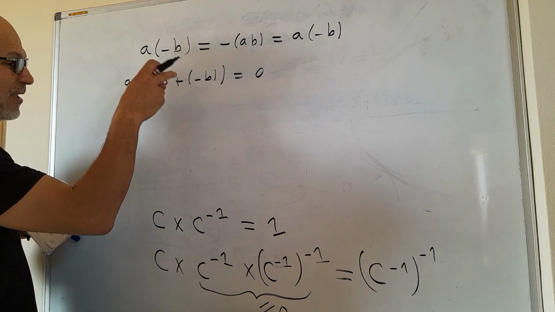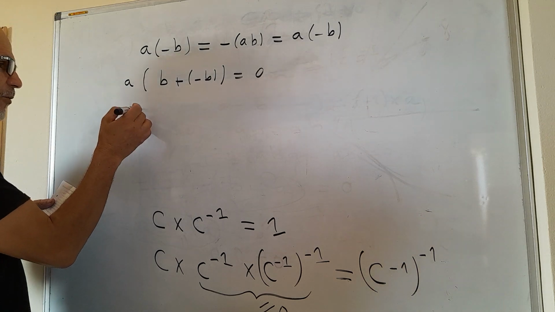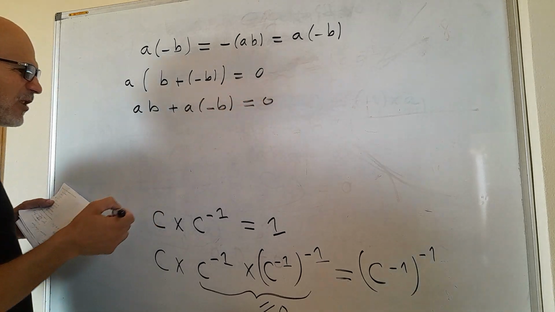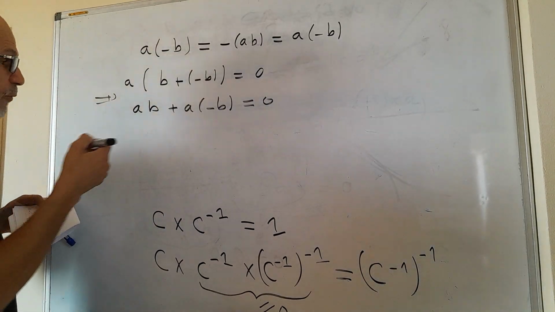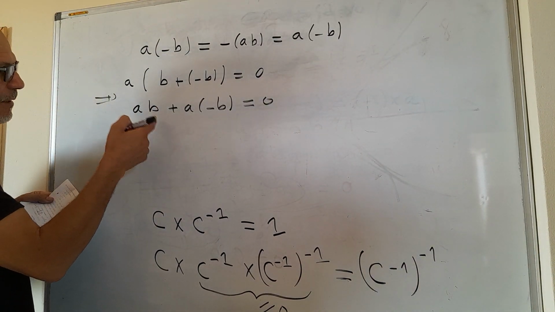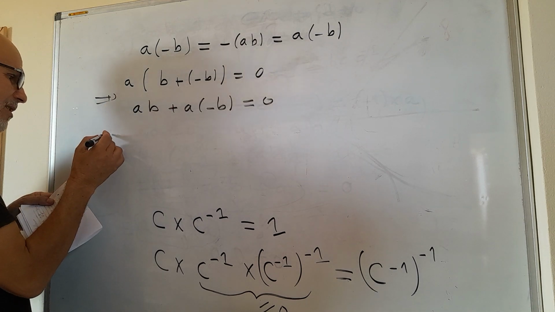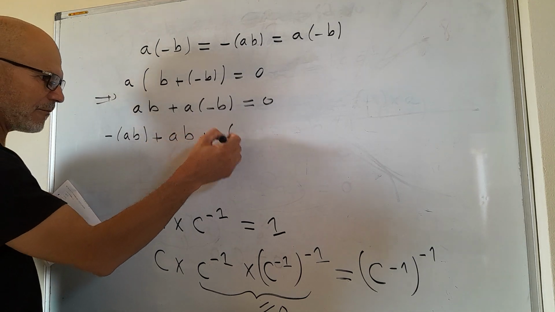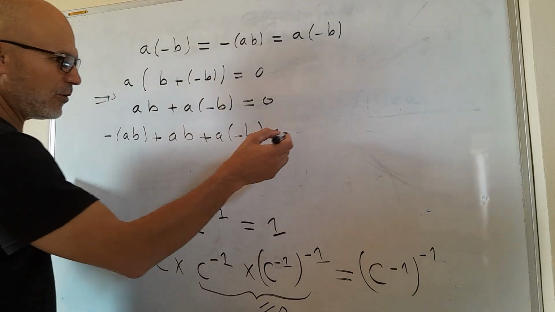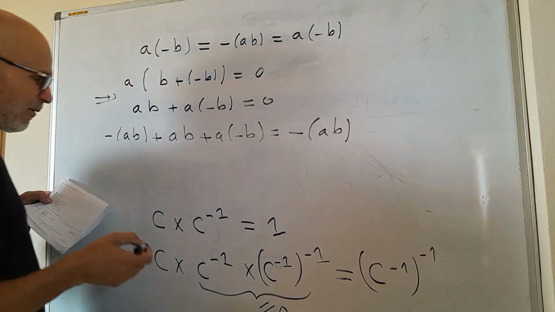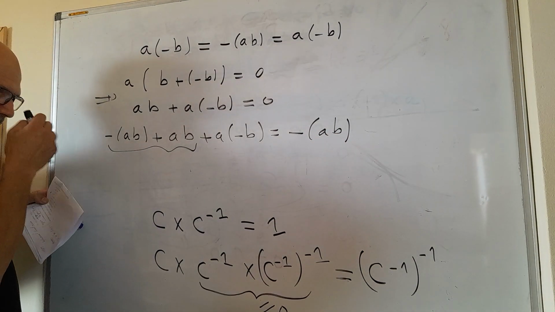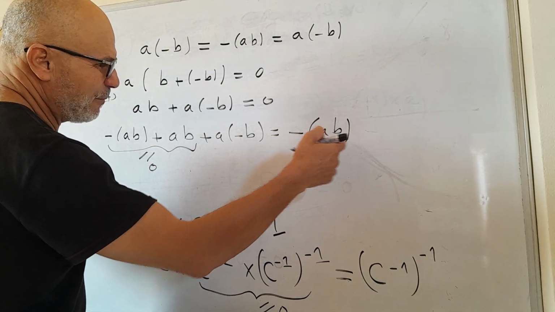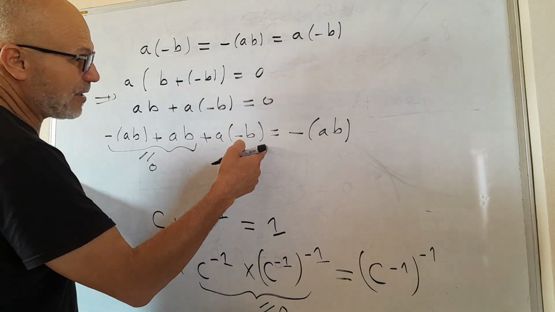We will get ab plus a times minus b. This is equal to 0. So if we add minus ab to both equations, we will get minus ab plus ab plus a times minus b. This is equal to minus ab. But we remark that these are opposites, so this is equal to 0, which means that minus ab is equal to a times minus b.